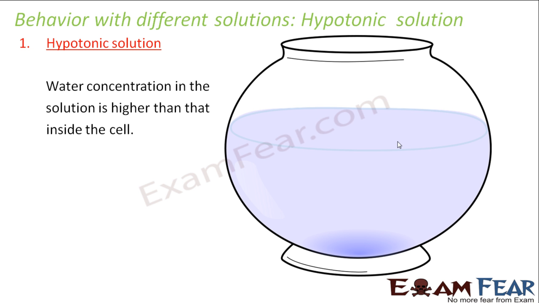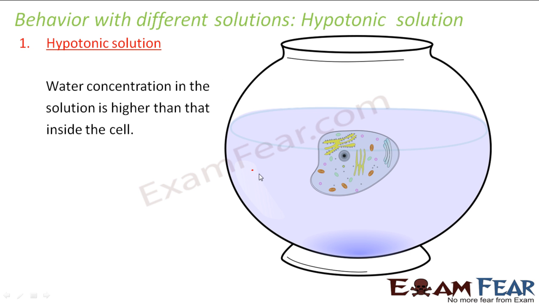Any solution will have some water, right? When I say salt solution, that means salt mixed with water. When I say sugar solution, that means sugar mixed with water. So it is some solution where the concentration of water is more as compared to the cell. Even inside the cell you have water, and you also have water in the solution. So when I say hypotonic solution, that means the water concentration in the solution is higher.